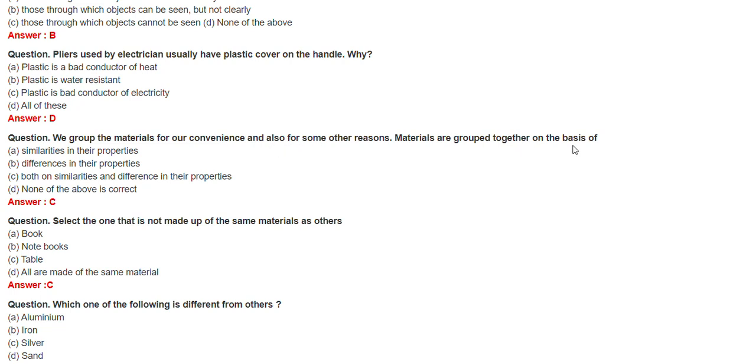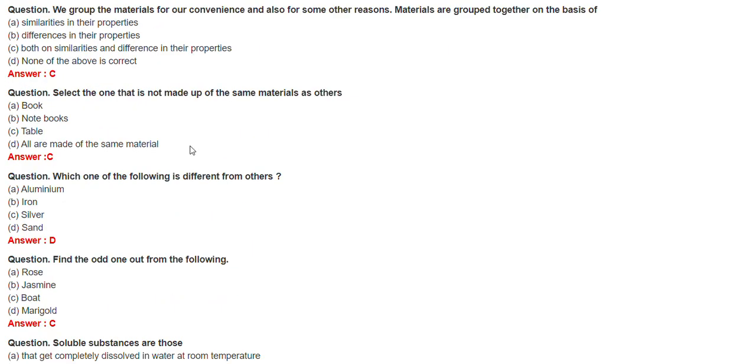Materials are grouped together on the basis of both similarities in their properties and differences in their properties. So the answer is C, both on similarities and differences in their properties. Select the one that is not made up of the same material as others.